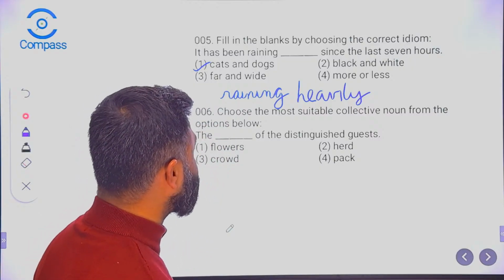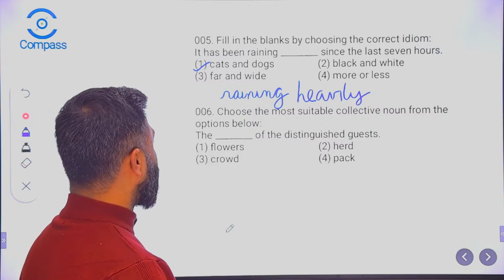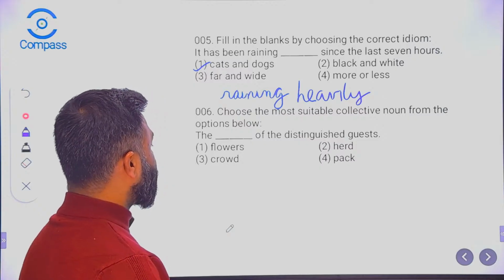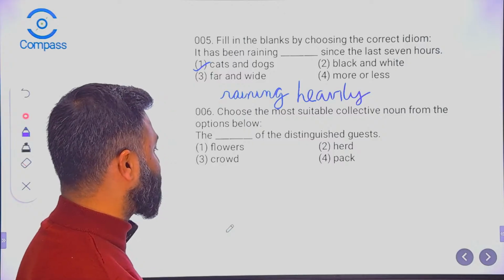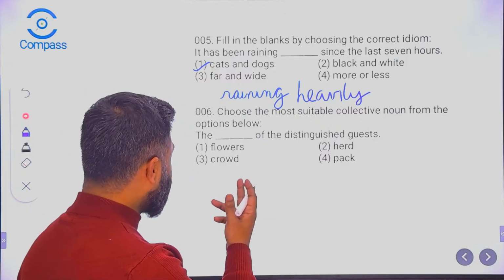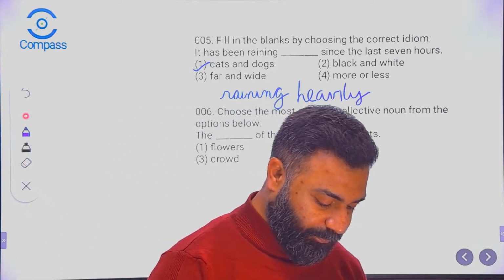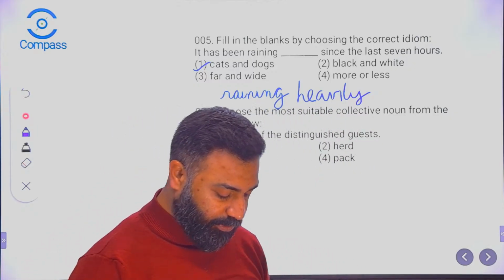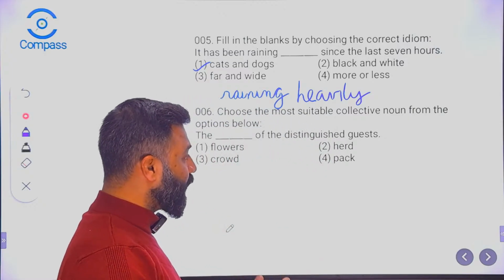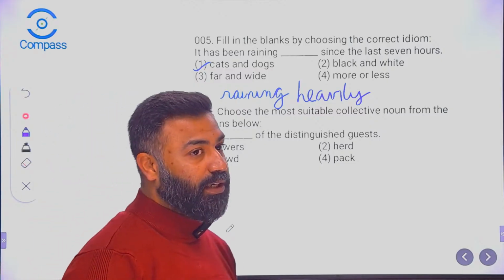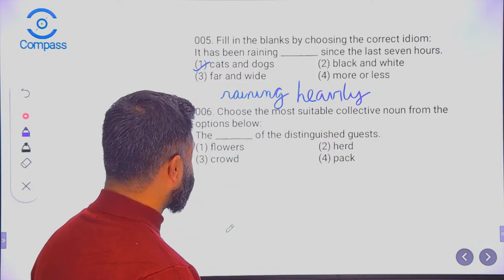Question number 6. Choose the most suitable collective noun from the options given below. So the dash of the distinguished guests. Will it be flowers, herd, crowd, or pack? Let's see who will be the first one to answer this question as well. Will it be the herd of the distinguished guests, flowers of the distinguished guests? Which is the correct answer?